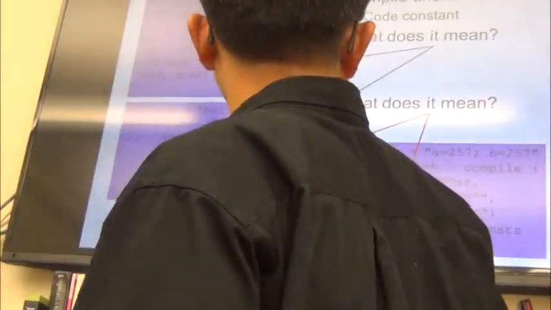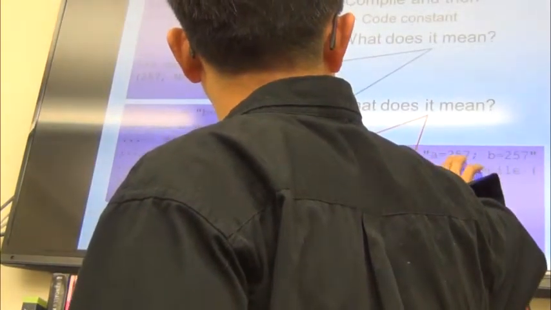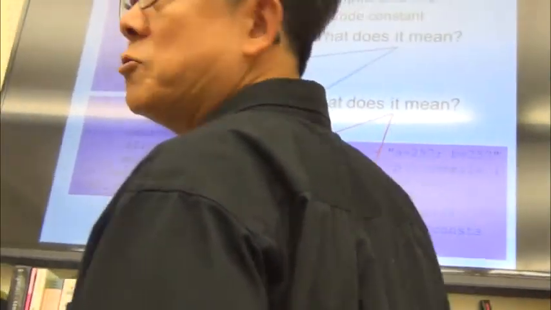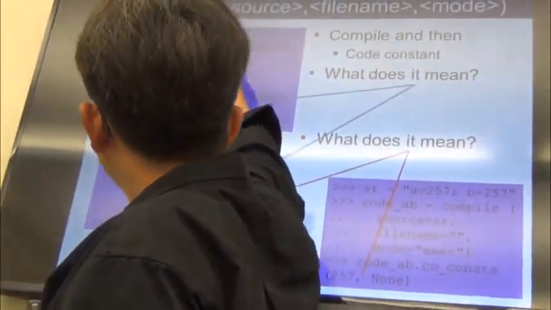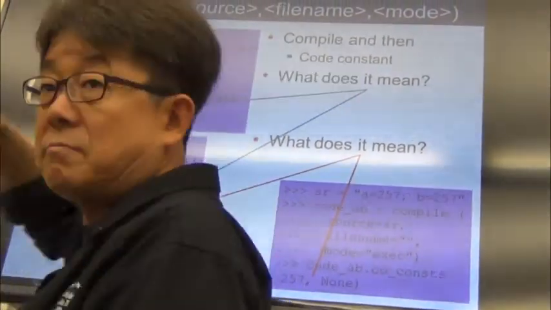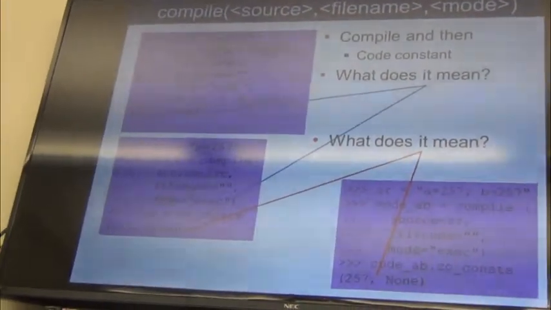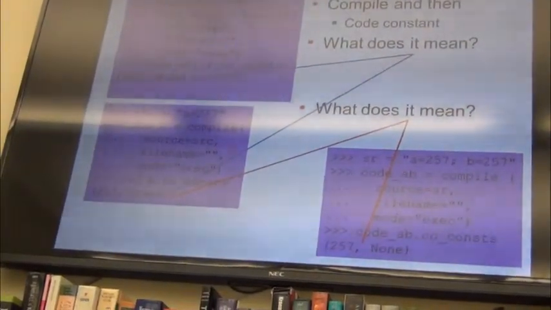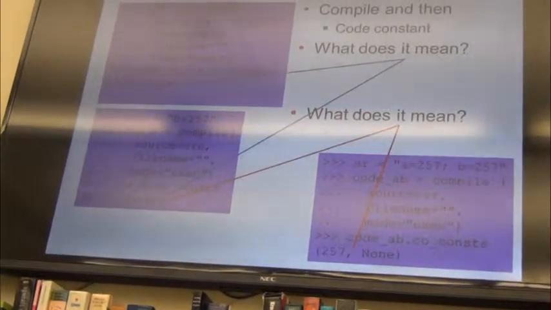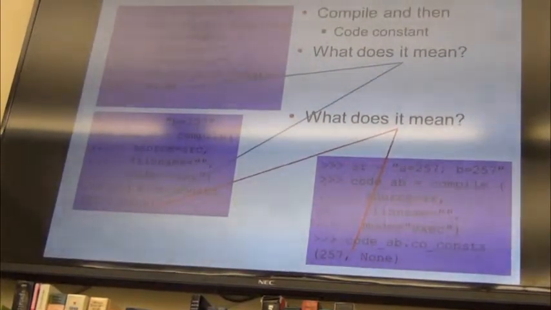So what is the issue? The issue here is that in the interactive mode, user interactive mode, 257 and 257 are using the same space, so it returns true. But if you have two different locations, then they are not bound in user interactive mode. Okay.